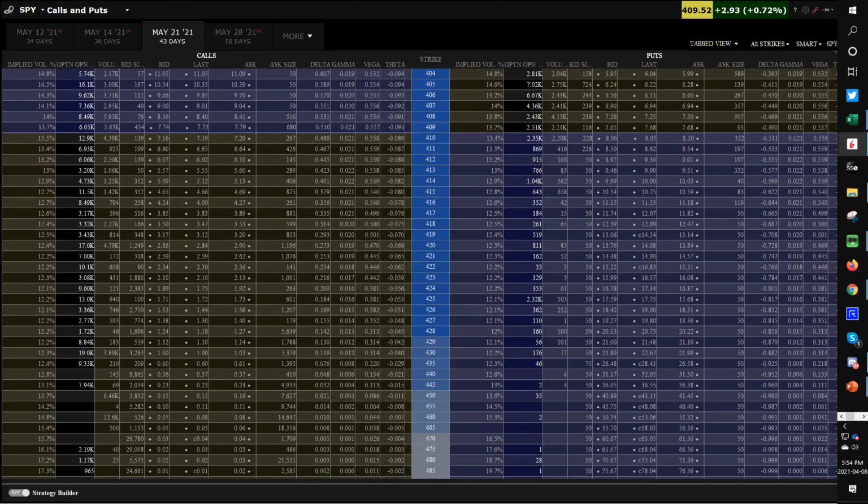Right. There's a question, why don't you use delta as a probability? Delta is the equivalent of a probability. Most of the time, it's not exactly that, but it's basically that. I'm not sure how you would use it.